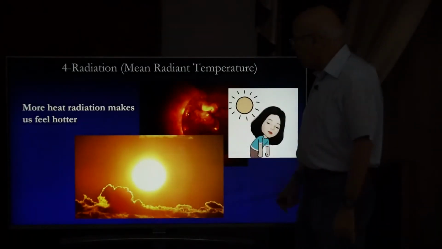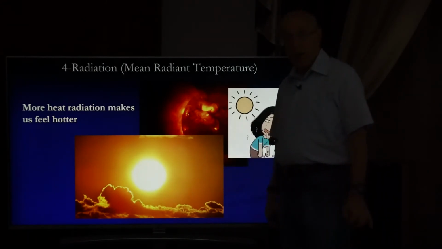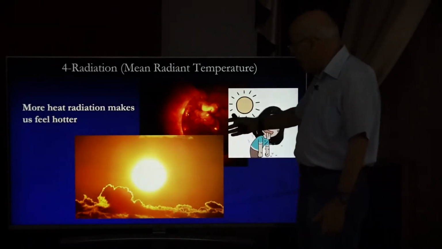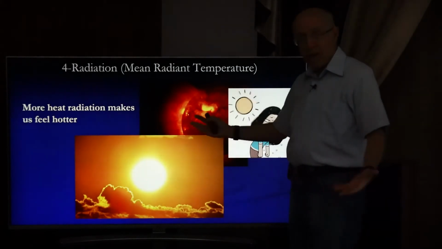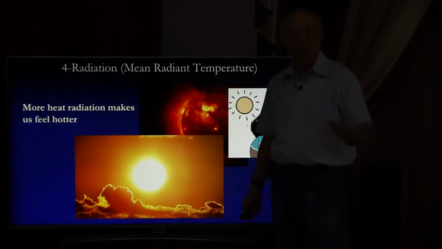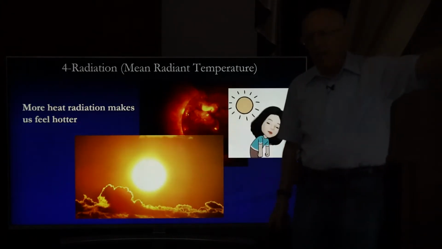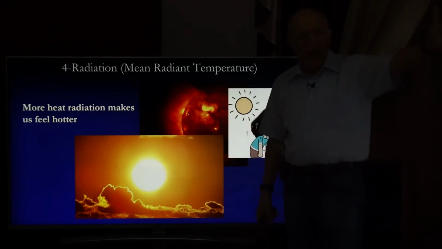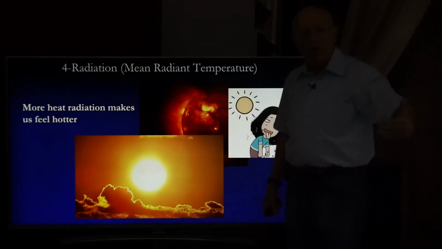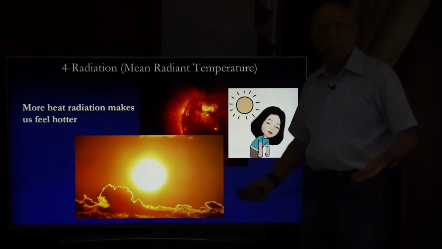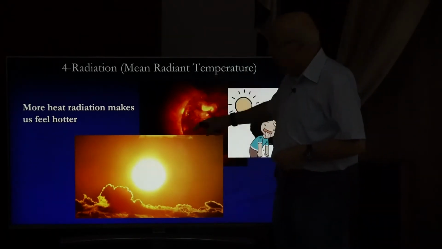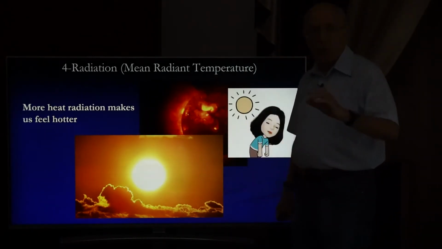The fourth factor that makes us feel hotter is radiation. More radiation from the sun or anything else will make us feel hotter. That's not difficult to understand. If you're standing outside in the sun and you're feeling hot, you walk over to the shade and you immediately feel colder because there's less sun radiation on you. Any kind of radiation will make you feel hotter.